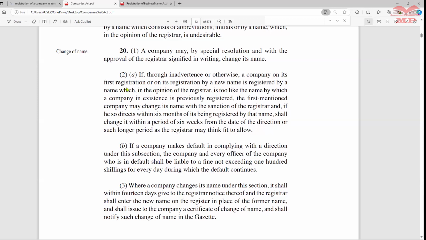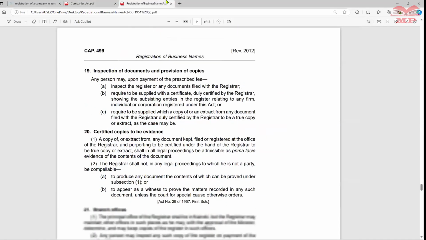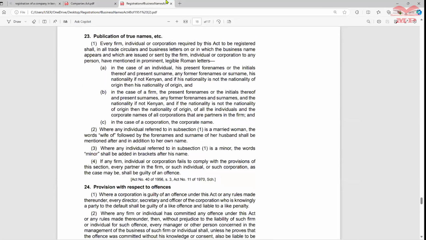In the publication of true names, Section 23(1) of the Registration of Business Names Act provides that a company using a business name distinct from its corporate name must disclose its corporate name in all trade circulars and in businesses in which the business name appears.